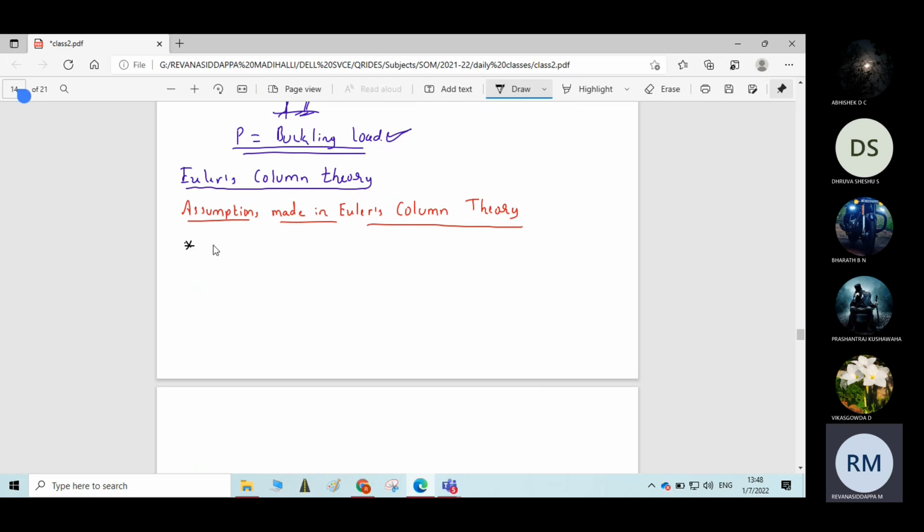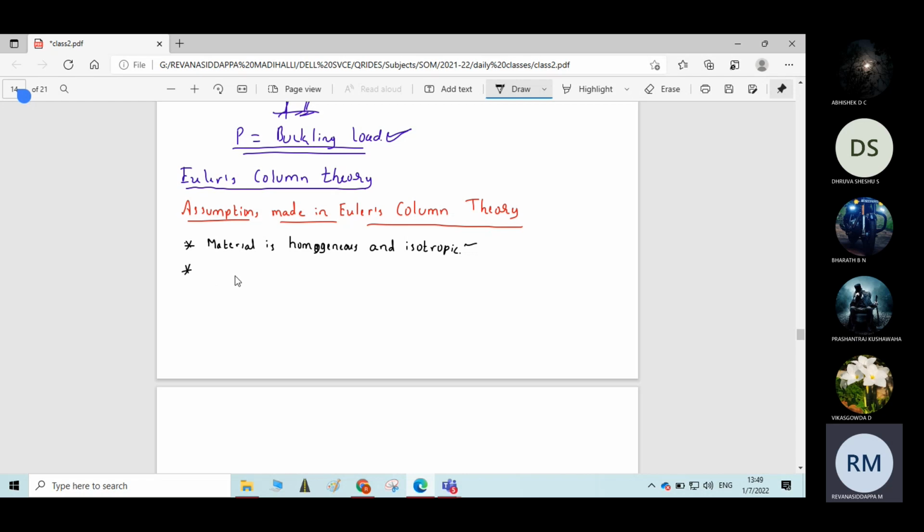The first assumption is the material is homogeneous and isotropic. This is the first assumption made. Even in the case of assumptions made in deriving the torsion equation, we have this point, correct? Material is homogeneous and isotropic. I already explained the meaning of homogeneous and the meaning of isotropic.